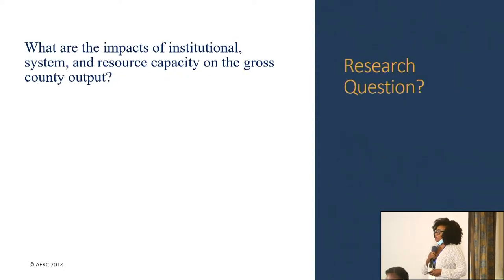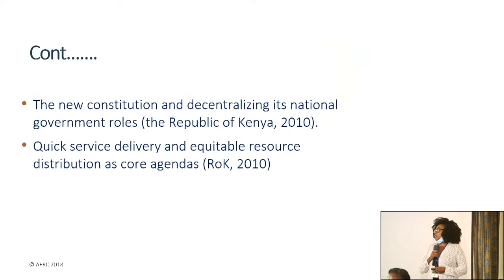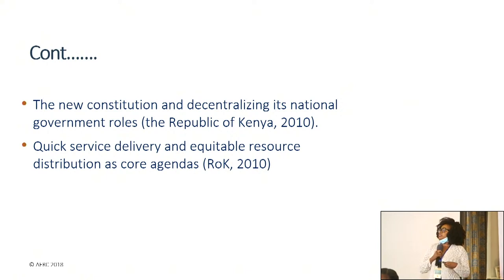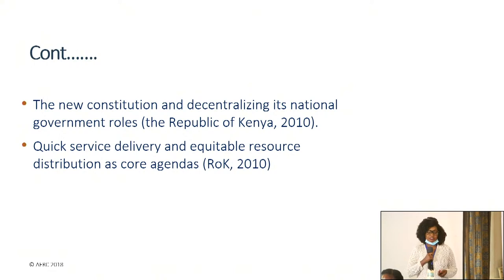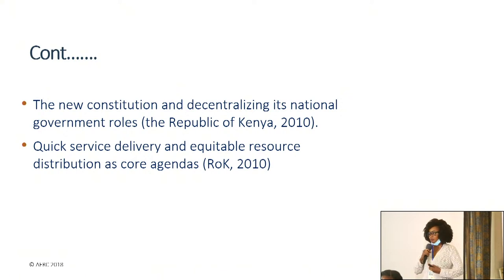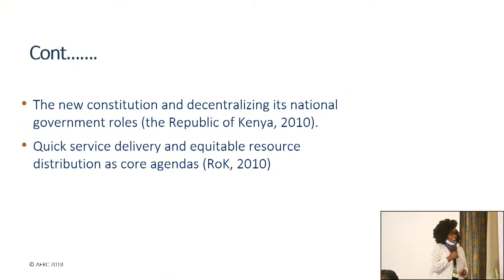So what is the research question? What are the impacts of institutional system and resource capacity on the gross county output? The new constitution ensured that national government roles, for example ECD, early childhood education, are now managed by the county government. Some infrastructure development is also handled by the county government. We have a devolution of health. Health is now managed at the county level. We also have own-source revenue collection done at the county level, and many other functions, including civic education and public participation.